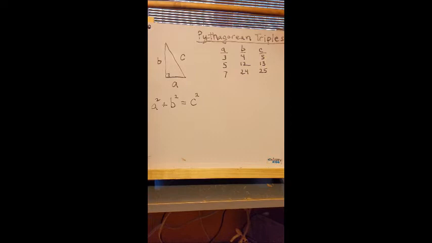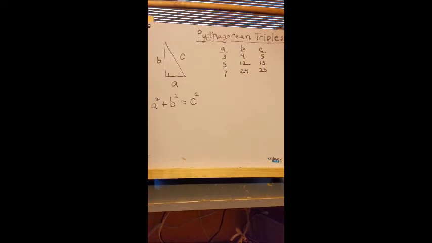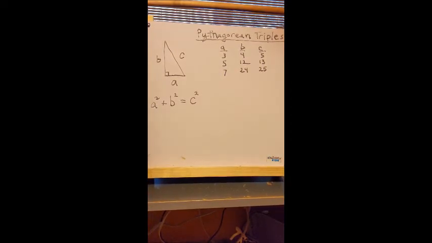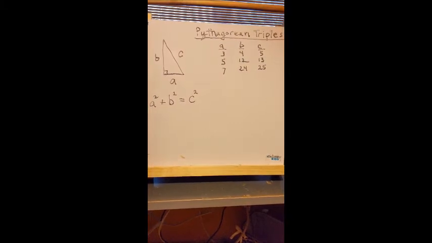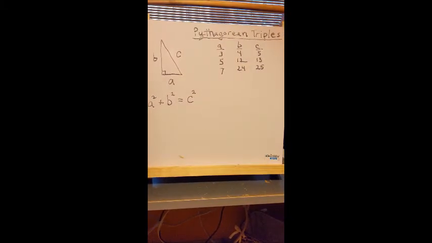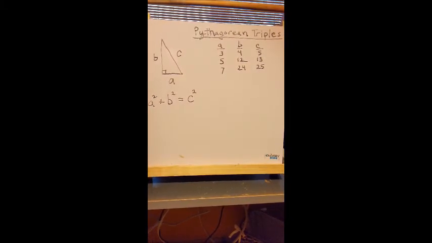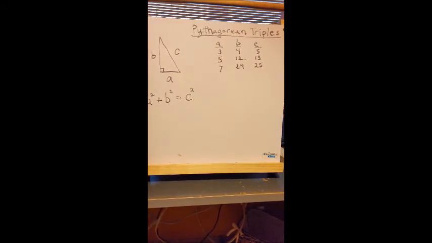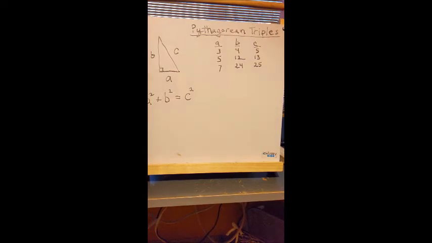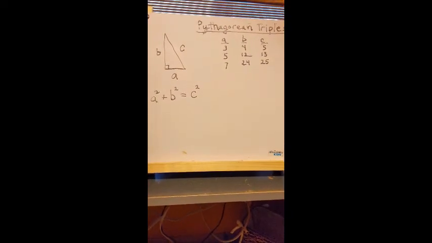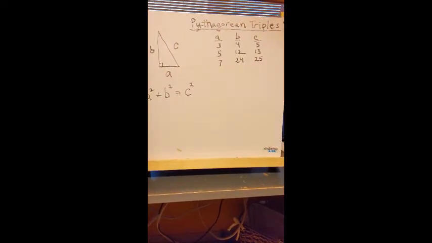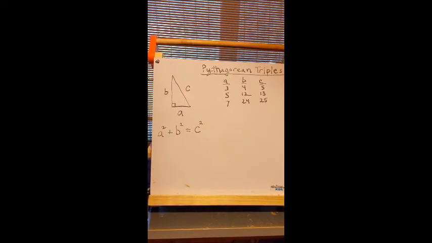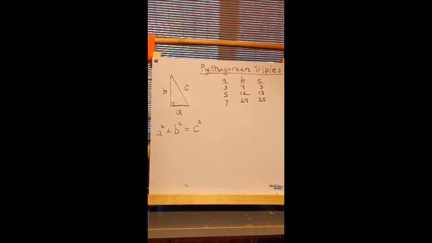Here's a picture of a right triangle. A squared plus b squared equals c squared. That's the Pythagorean theorem. And Pythagorean triples: 3, 4, 5; 5, 12, 13; 7, 24, 25. And you notice that b and c are only one apart: 4 and 5, 12 and 13, 24 and 25. That got me thinking. I always thought and even taught that these needed to be memorized.